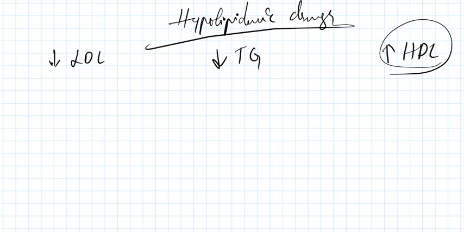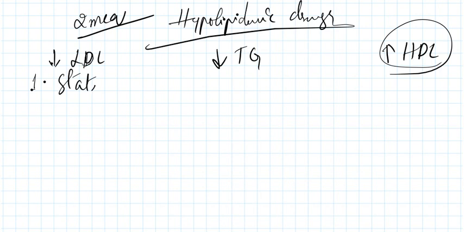One class of drugs decreases the low density lipoproteins, LDL. Some class of drugs decreases the triglycerides. Some class of drugs increases the high density lipoproteins. So listen to this class very keenly and absorb it, because you will get not less than 2 MCQs from this class, right?